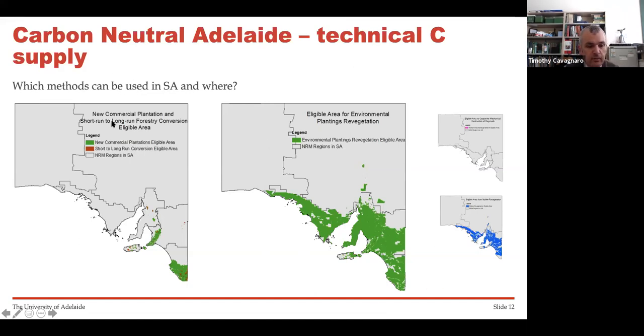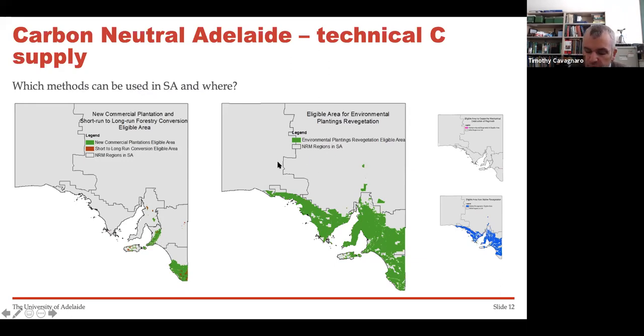Whereas if we look at, say, something like a shift from short run to long run forest conversion, so that's all about how you manage forests, the eligible areas are largely where we see forestry in South Australia, so down here in the southeast, and also a little bit here as well.